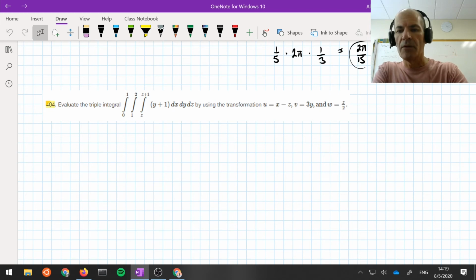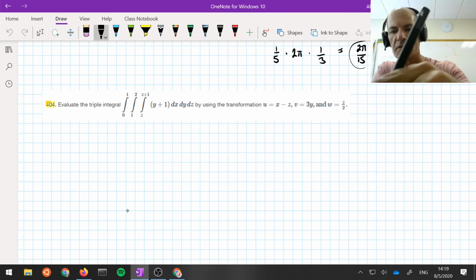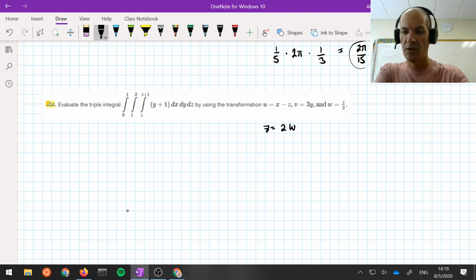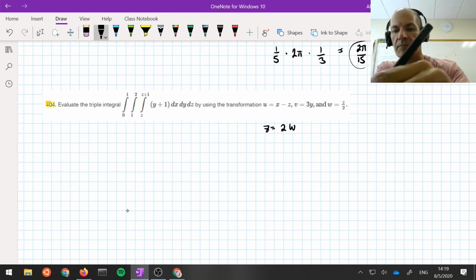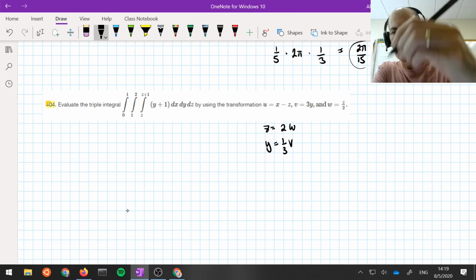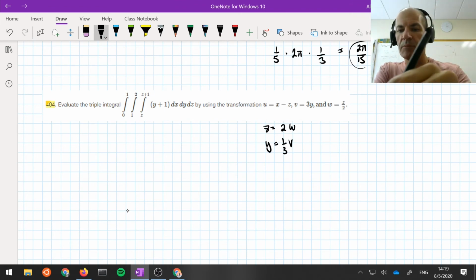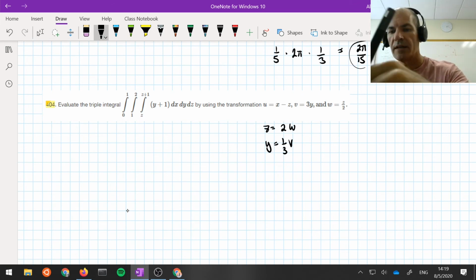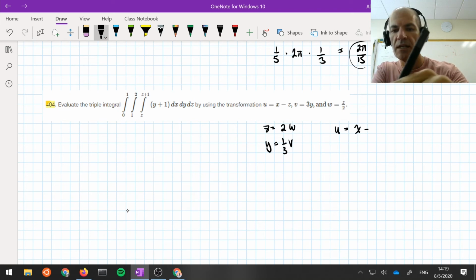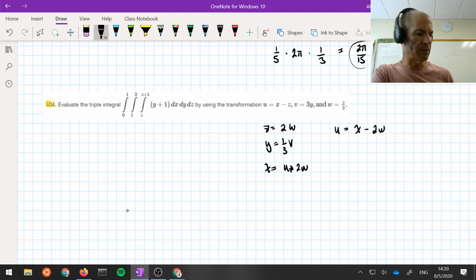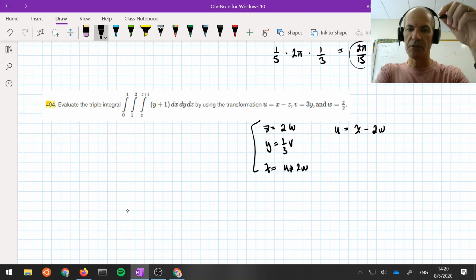Let's do z. We see that z is equal to 2w. That's relatively straightforward. So now we have z in terms of u, v, and w, and there's only w. Similarly, we have y is equal to 1/3 v. So now we have y in terms of u, v, and w, but there's only v. The last one is more complicated. u is equal to x minus z. We know z in terms of u, v, and w, it's 2w. And so we can find that x is equal to u plus 2w. Checking my notes here, yeah, that looks good. All right, so this is the substitution.